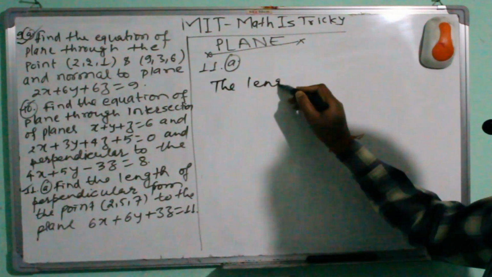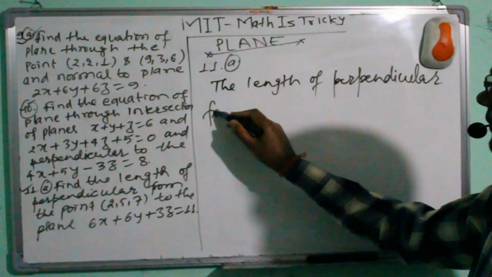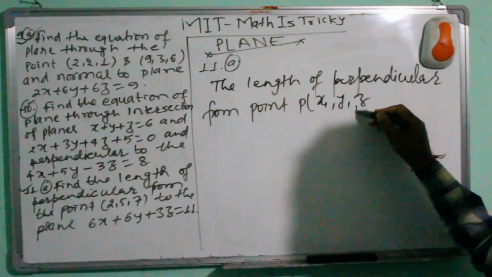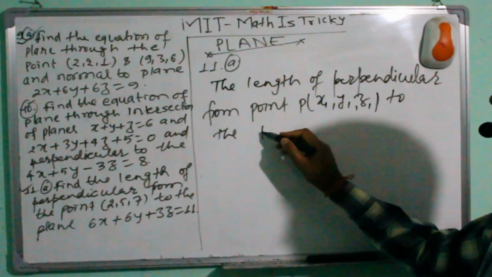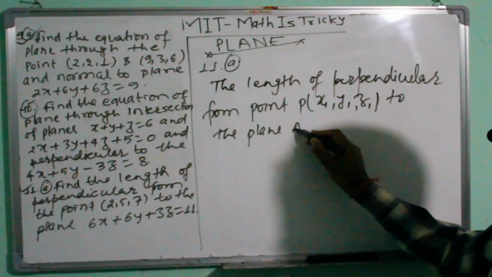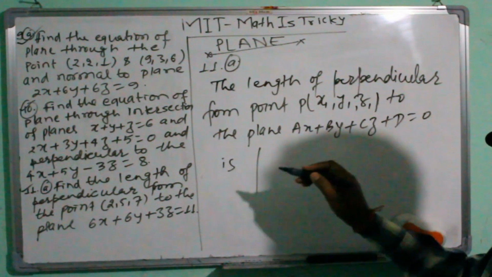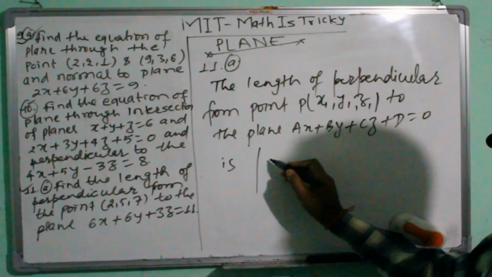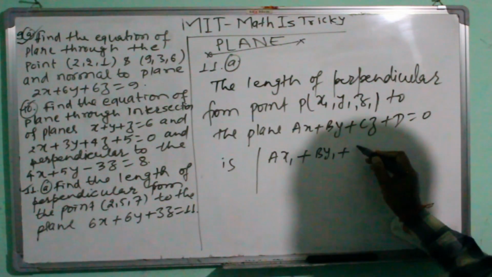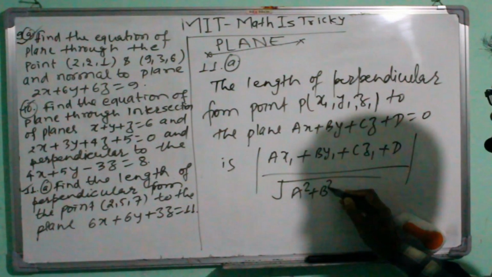The length of perpendicular from point P(x1, y1, z1) to the plane ax plus by plus cz plus d equals 0 is positive, so it will be: just simply replace x by x1, ax1, replace y by y1, by1, replace z by z1, cz1, plus d as it is, by square root of a square plus b square plus c square.